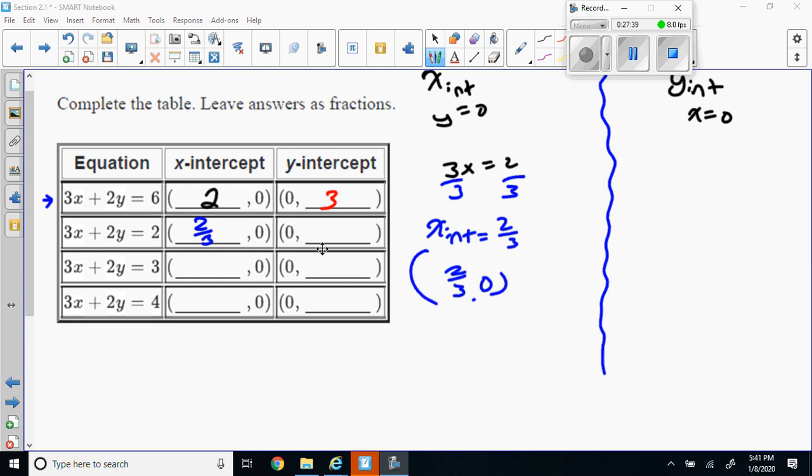And then we go to y-intercept. That means the x is going away. That leaves me with 2y equals 2 for the second one. Divide both sides by 2. The y-intercept equals what? 1. And that is (0, 1), right?